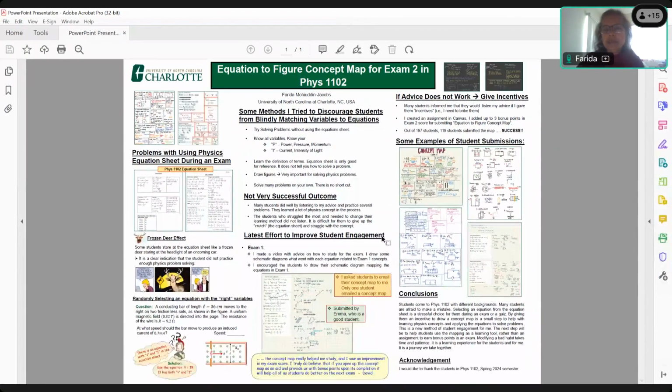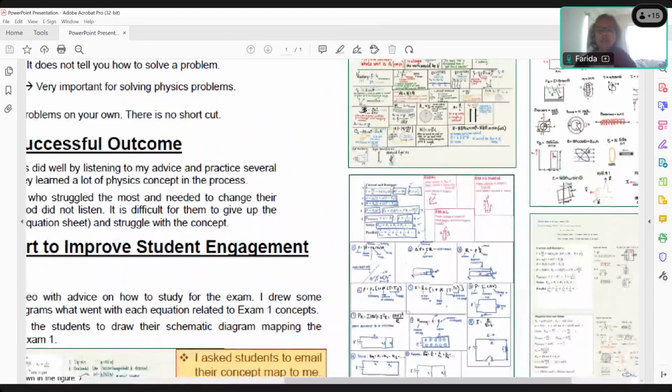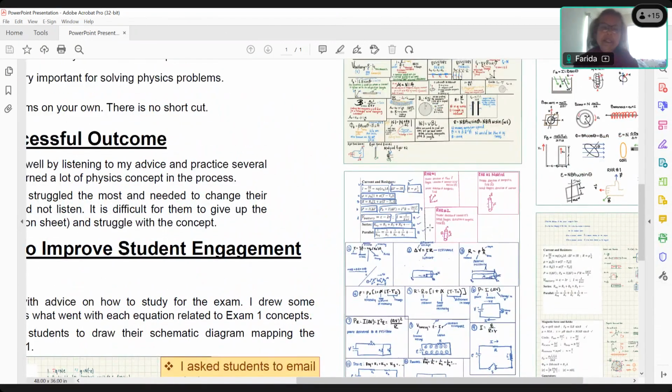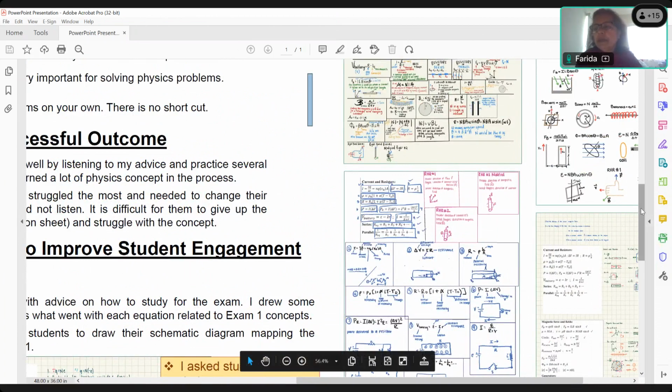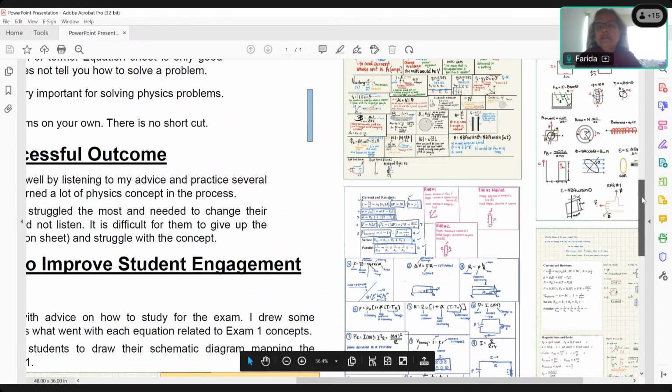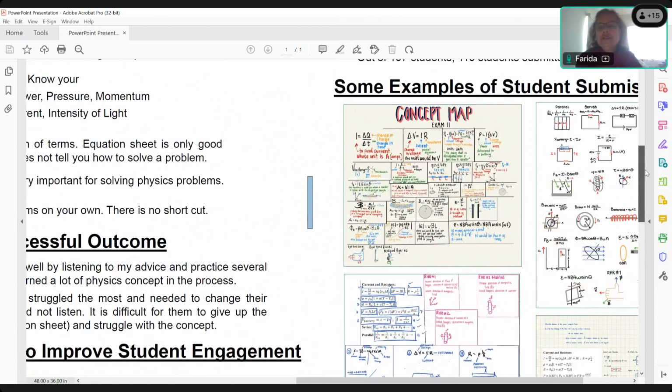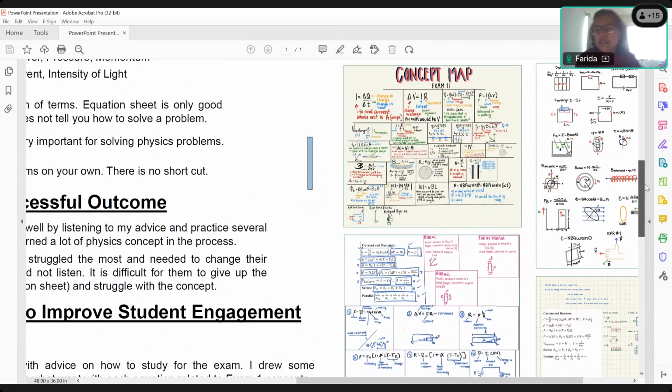So this was something that I shared with that STEM Academy that I was telling you about. This was something that the students did in their concept map. I had to give them incentive. So these were the equations that were related to magnetism, and these are just some of the examples.